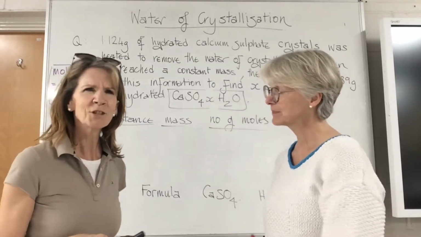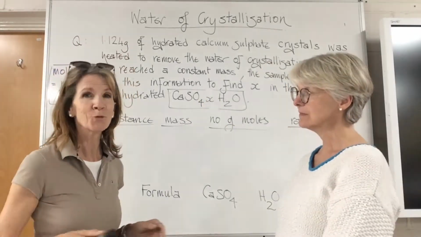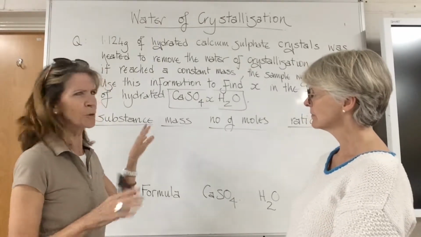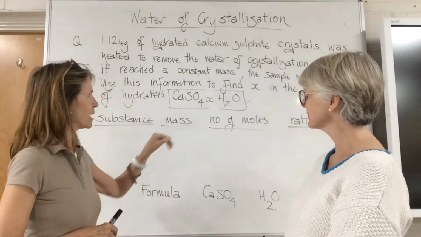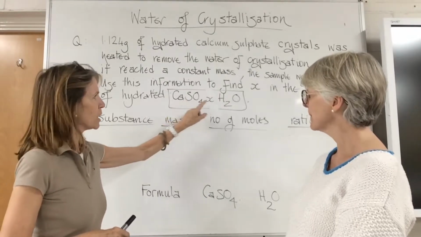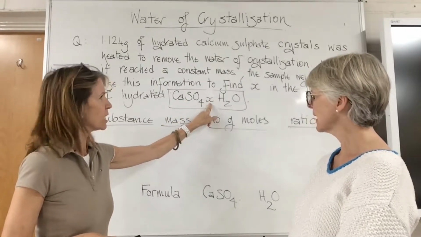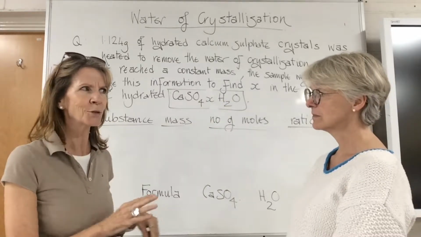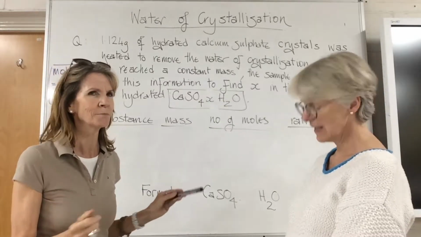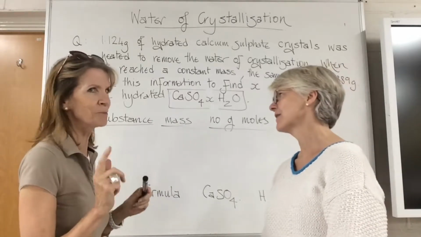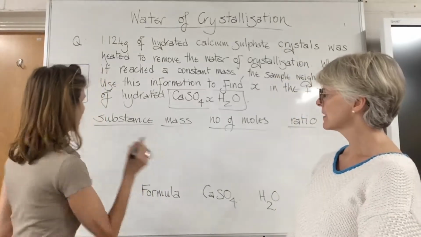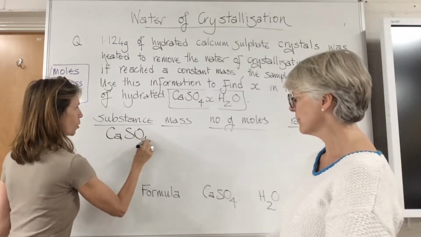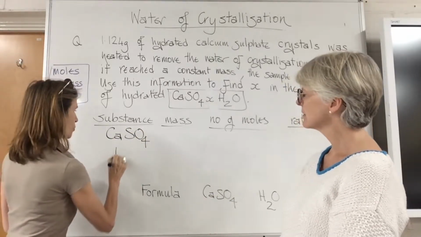So it's actually a little bit like the empirical formula calculation. Yes. So that means we're looking at the formula. It looks quite complicated, doesn't it? And you've got the calcium sulfate. We're going to work out what X is, and that's related to the number of moles of water. So if I use my empirical formula table, that'll make it a lot easier. So it's calcium sulfate on its own, and then you've got the water.